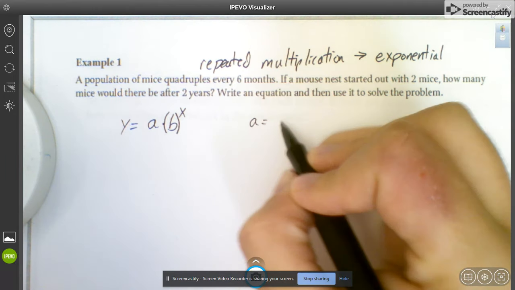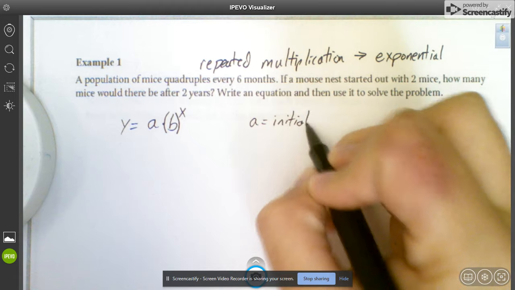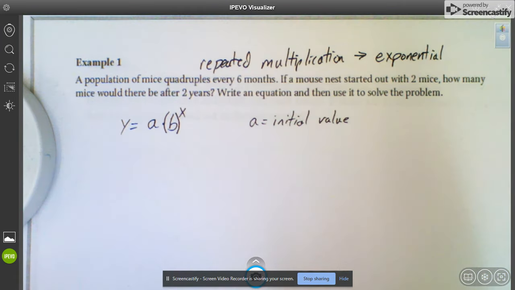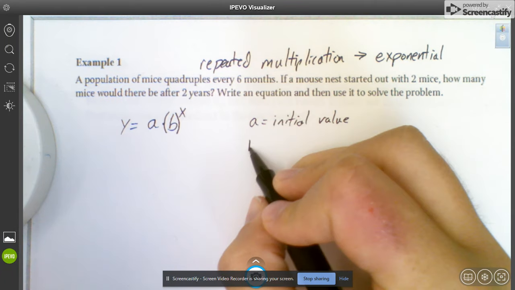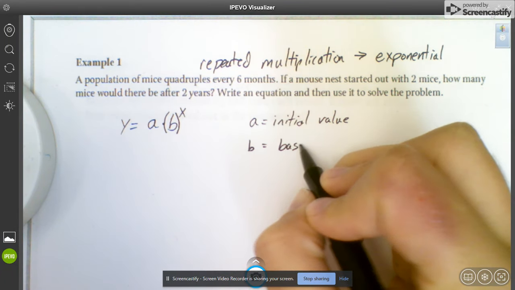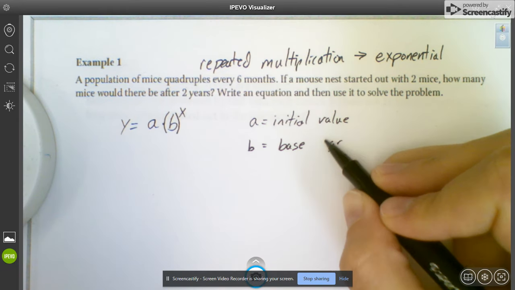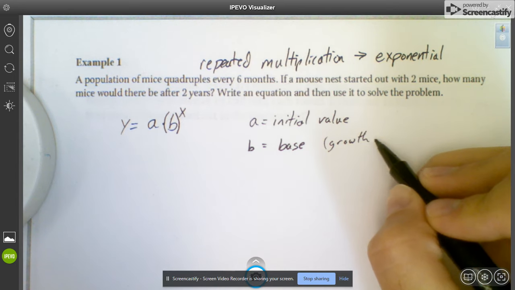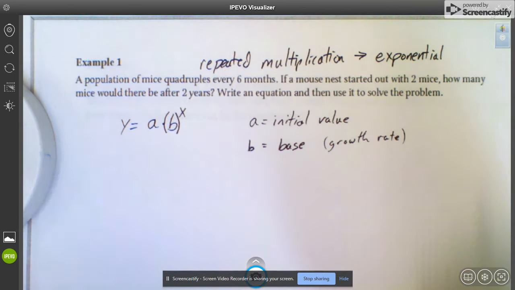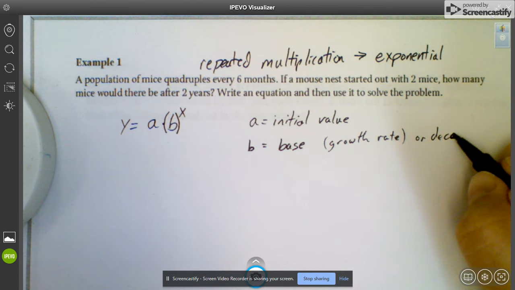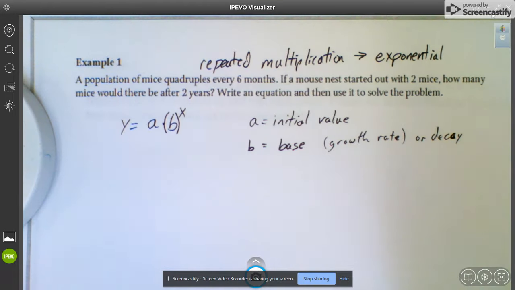So a is your initial value. It's the amount you started with. B is called the base. And basically what you want to think about here is it's the rate of growth or the growth rate. Could be decay depending on the situation. We'll talk about what that means and how that can be different. But it's the growth or decay rate. So we should put "or decay." It's the rate at which the population is going up or down, or the amount is going up or down.